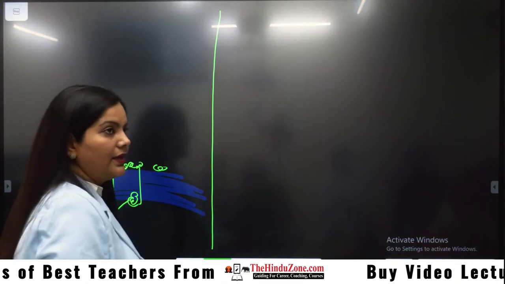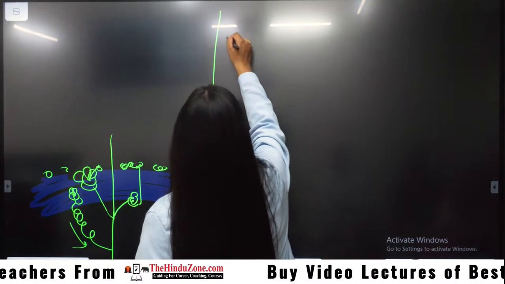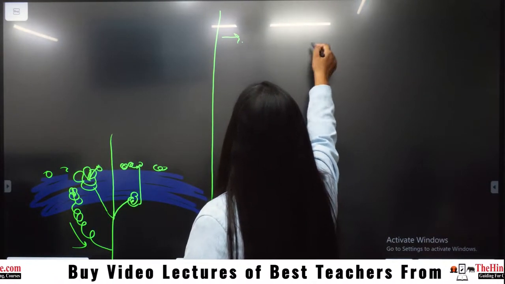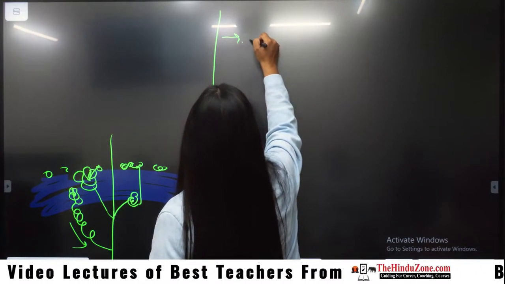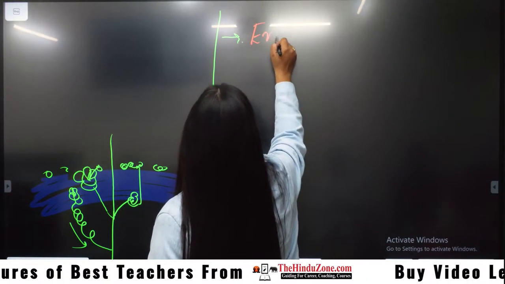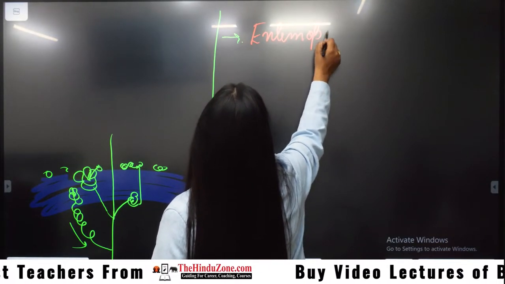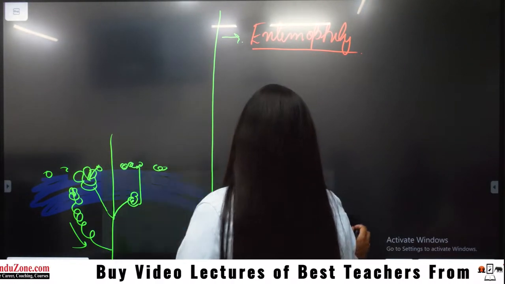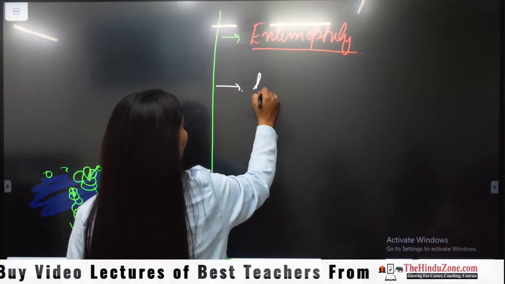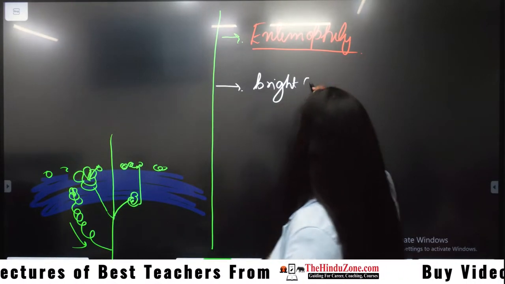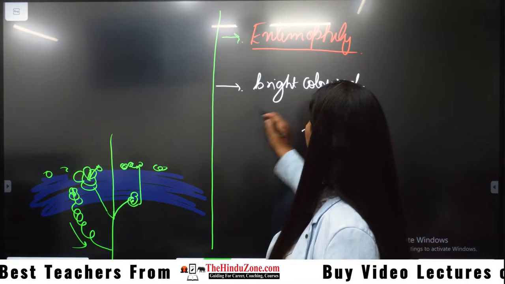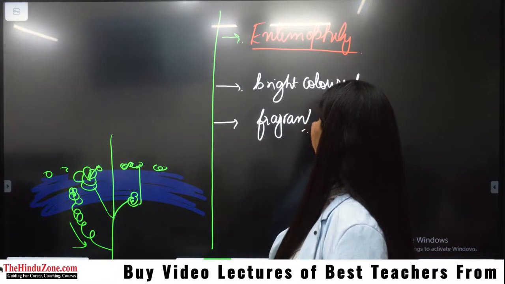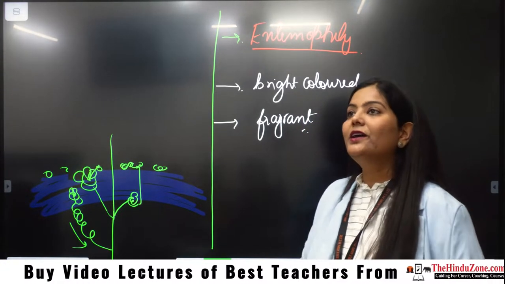Then come to the next thing. Next one, in biotic mode, if you are watching different modes of pollination, here if we see first with insects, entomophily. The flowers of this insect pollination need to be bright colored. Fragrance. Very good. They need to be fragrant. See, they need to be bright colored. They need to be fragrant.